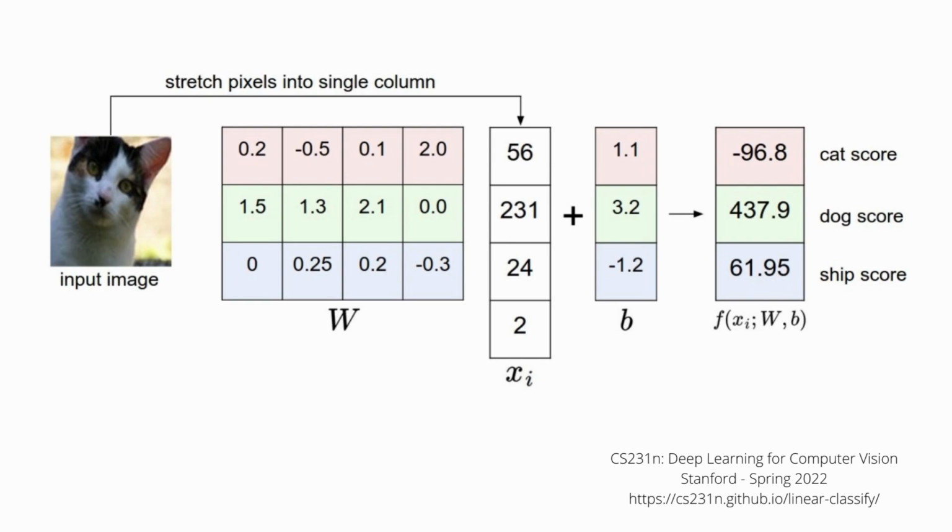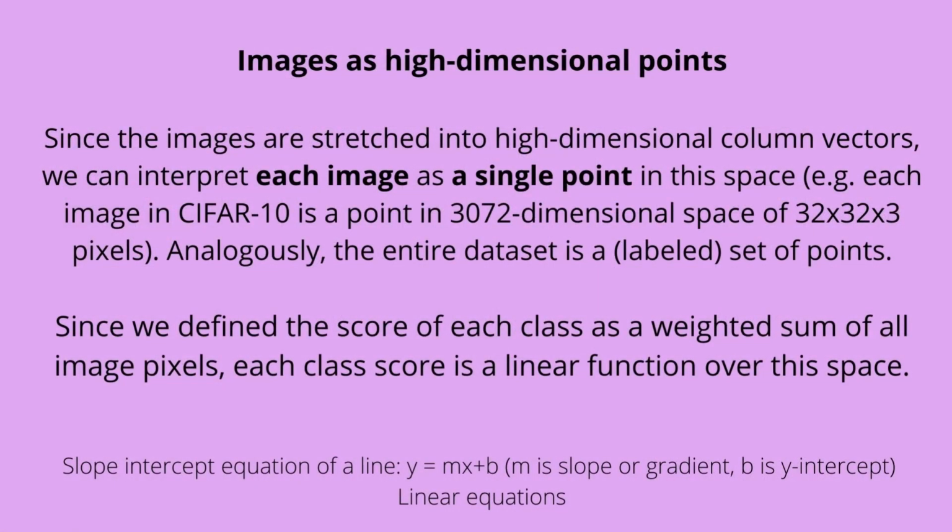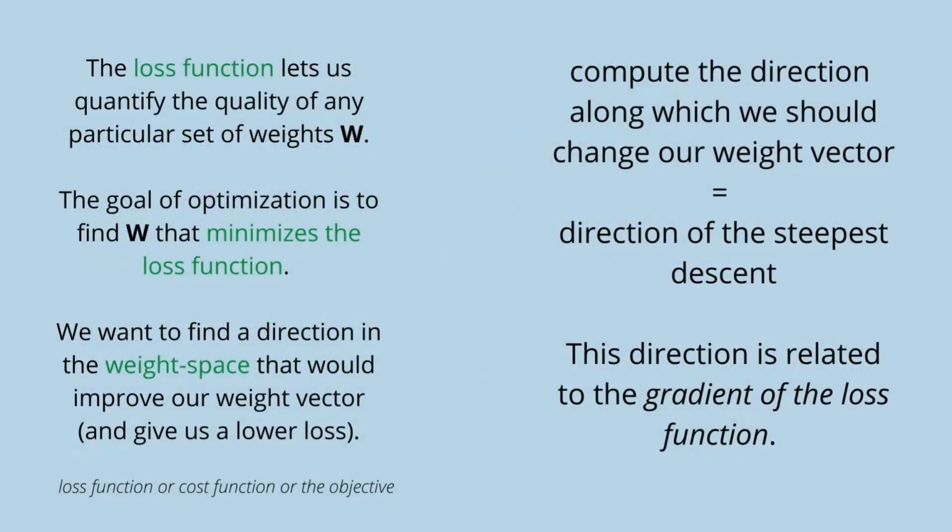And I think what we're going to do next is talk about the loss function in a little bit more detail. Again, remember, the pixels of the images are stretched into a high-dimensional column vector, and we can interpret each image as a single point in this high-dimensional space. We have a 3072-dimensional space of our 32 times 32 times 3 RGB pixels. Also, the entire data set is a set of points. And since we defined the score of each class as a weighted sum of all image pixels, each class score is a linear equation. Let's have a look at it in detail.